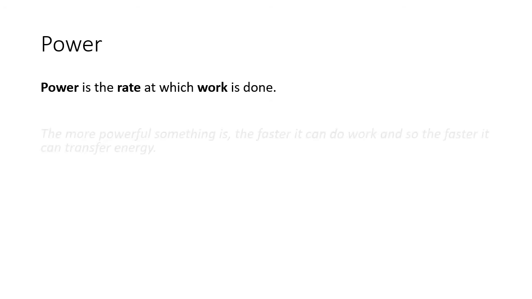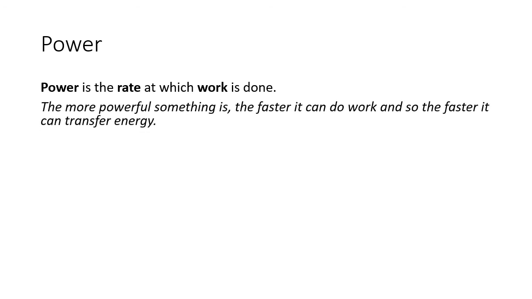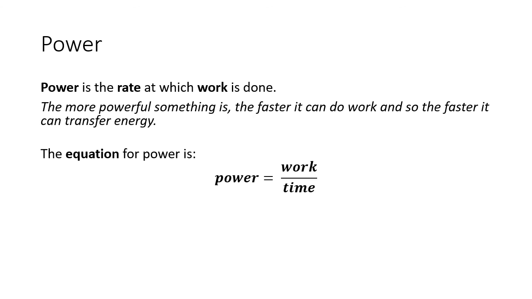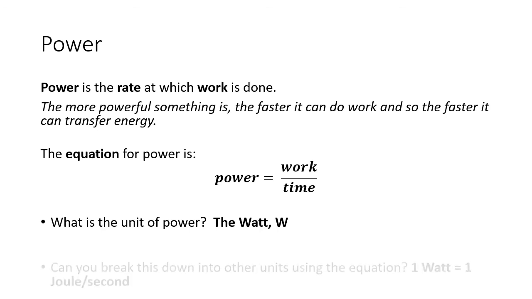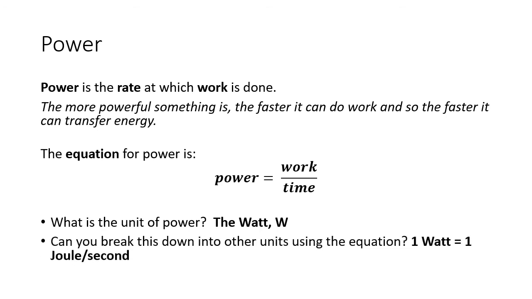Now we are going to learn about power. So power is the rate at which work is done, how fast something is being done. The more powerful something is, the faster it can do work, and so the faster it can transfer energy. Mathematically, the equation for power is work divided by time, and the unit for power is the watt, or joules per second. So 1 watt is equal to 1 joule per second.